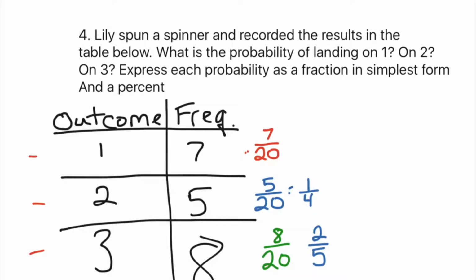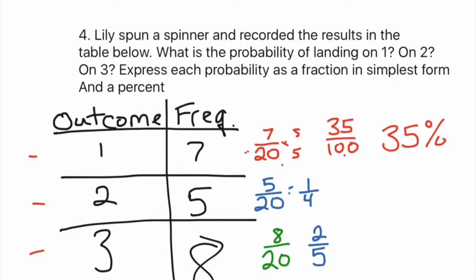So we got the fraction part figured out. Now we need to do the percent. So I know a percent is always out of 100. So therefore, if I just multiply this fraction by 5 over 5, because 20 times 5 is 100, 7 times 5 is 35, so therefore this is 35%.